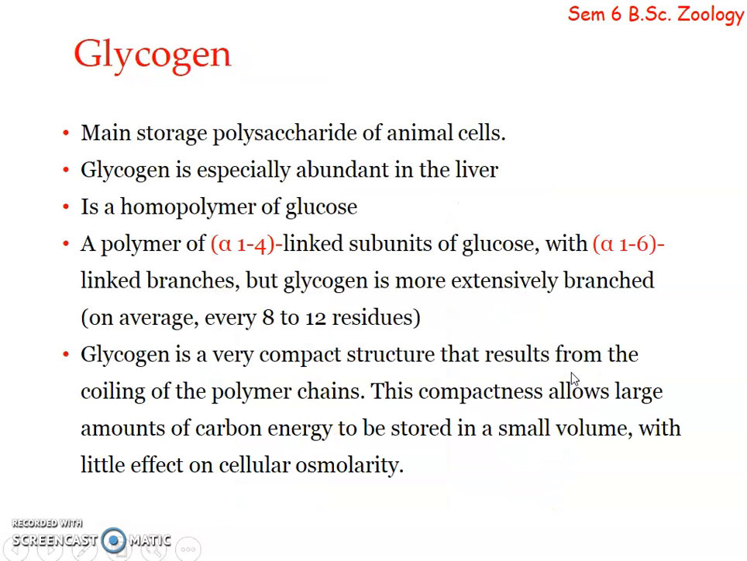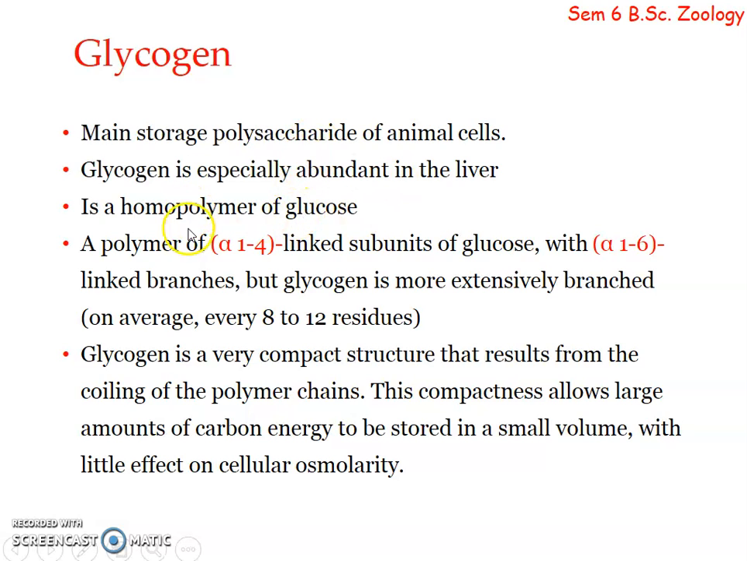Now we'll be learning about glycogen in detail. Glycogen is the main storage polysaccharide of animal cells, and it is especially abundant in the liver. It is also found in muscle cells. It is a homopolymer of glucose, so it is a homopolysaccharide. It is composed of glucose units, especially D-glucose. As already mentioned when we spoke about monosaccharides, there are two kinds, D forms and L forms, and D forms are used in the formation of polysaccharides or oligosaccharides. They are more abundantly used in the biological world. So it is D-glucose.